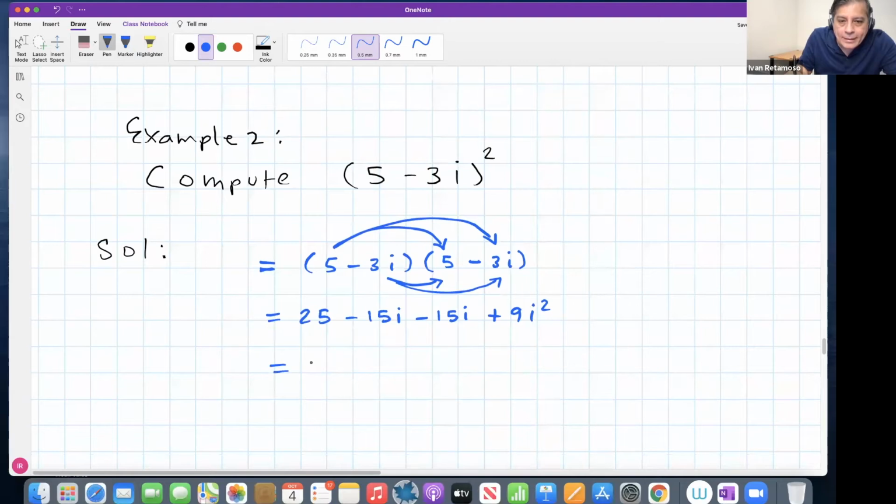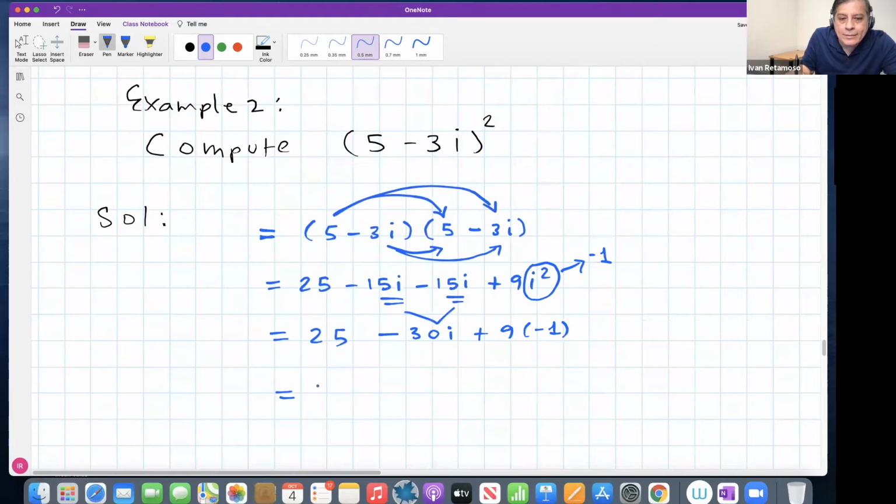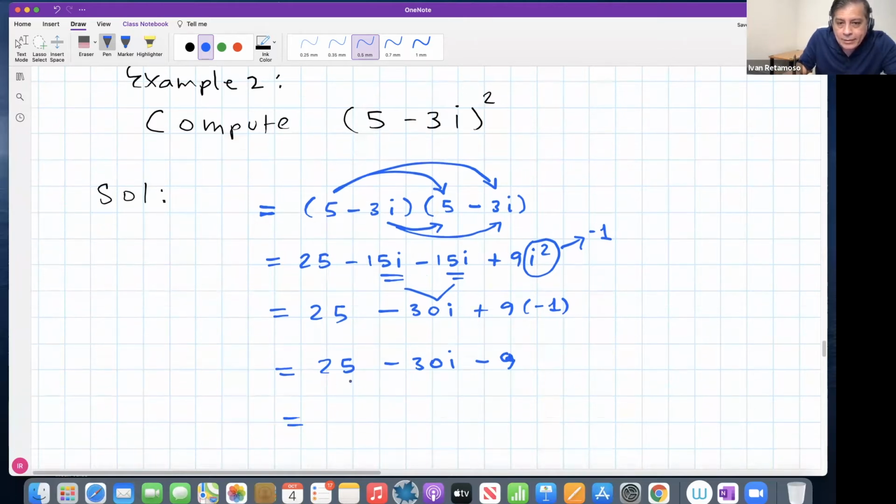Now, combining like terms here, we get minus 30i, right? And this I squared, we know is just -1. So this right here, 9 times -1. Continue doing the math, 25 minus 30i, minus 9, right? 9 positive times -1, 9 minus 9. And basically, 25 minus 9 is just 16, minus 30i. Very good. And that should be the answer, right? Follow, guys?